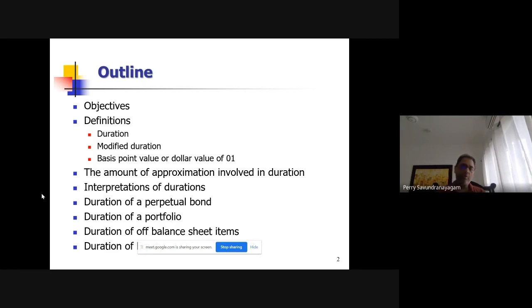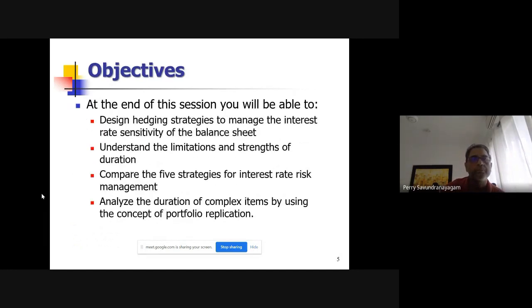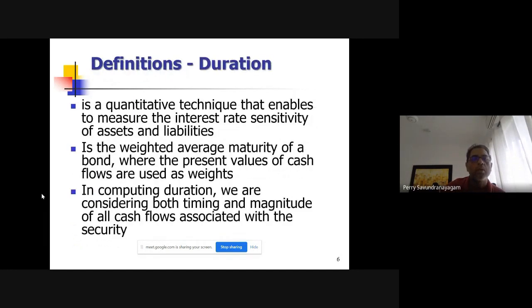Yeah, so this is what you want to get out of it. Let's just go into the... So as we say here, what is duration? It's a quantitative technique. It gives us the ability to measure the rate sensitivity of assets and liability. It's a weighted average maturity of the bond, where the present value of cash flows are used as weights, as we discussed. In computing duration, we are considering both timing and magnitude of all cash flows associated with a security.